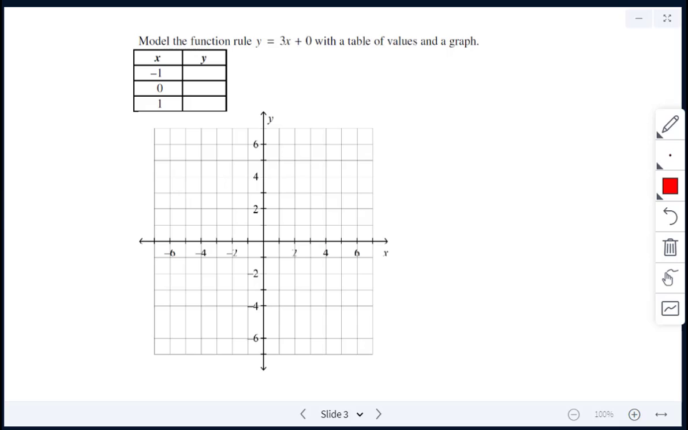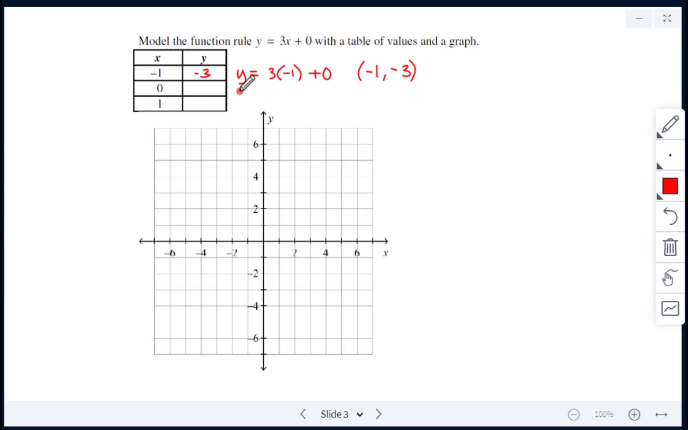All right, so we have here our function y equals 3x plus 0. We just have to complete our function table to get our coordinates. Doing our first one here, our x value is negative 1. So it'd be 3 times negative 1 plus 0. 3 times negative 1 is negative 3, and we're not adding anything, so that's our value for y. Therefore our coordinate would be negative 1, negative 3.